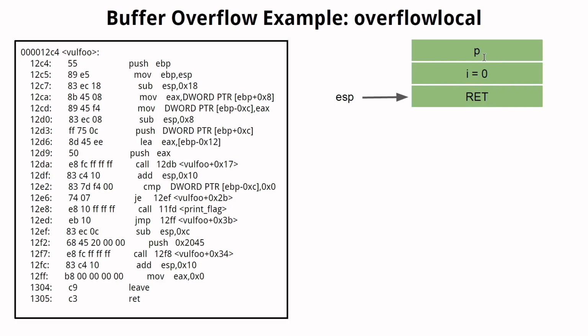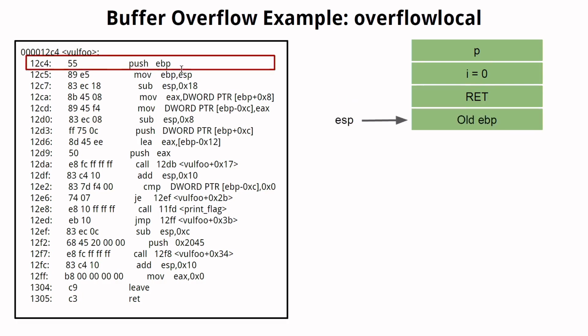Now, EIP changed to the beginning of overflow. We are going to execute instructions in overflow. The first instruction in overflow is push EBP. So that's what we're going to do. EBP still has a value from the main function. We're going to push that value onto the stack. We call that the old EBP. ESP moves down, right?